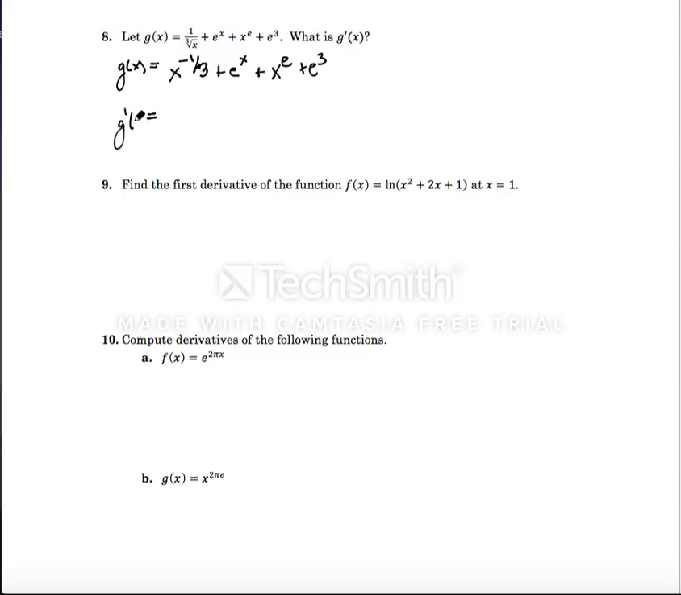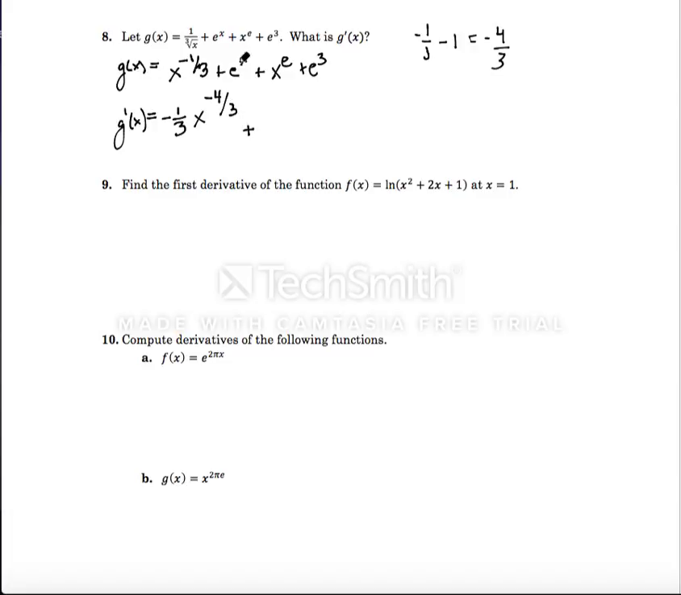So g prime of x will end up being, for the first term, I'm going to take the exponent, bring it down and multiply. So my negative 1/3 will multiply x, and then I will reduce this exponent, this power, by 1. So I will have negative 1/3 minus 1, which is hopefully equal to negative 4/3. So I'll go ahead and write that here. So that's my first term.